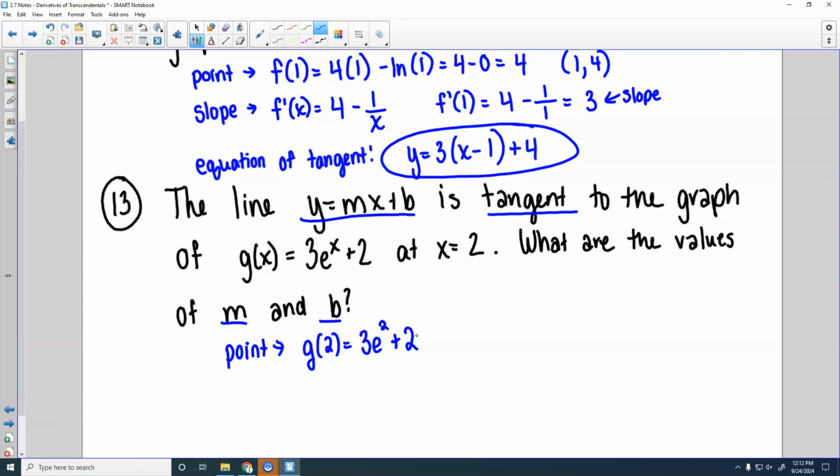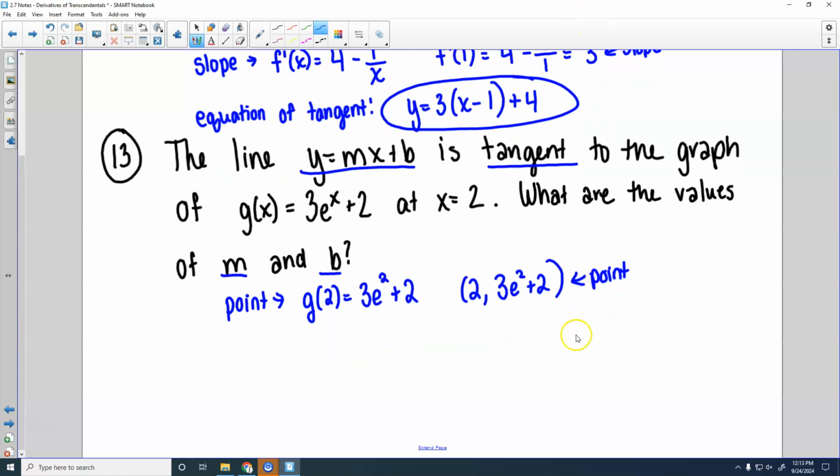Now the problem is this is not going to be a calculator active question, and we are not going to get to use the calculator to figure out what that decimal is. So our point is just going to have to be 2, 3e squared plus 2. Alright, so this is our point that we are using. You can see things are a little bit messy here because we don't have just a nice number like 4 like we had on the last problem. But we can work with this, it'll be okay.